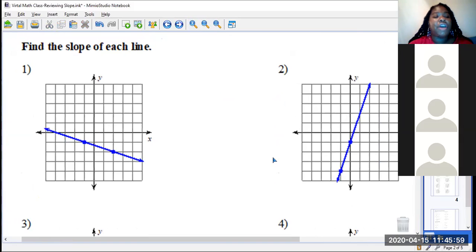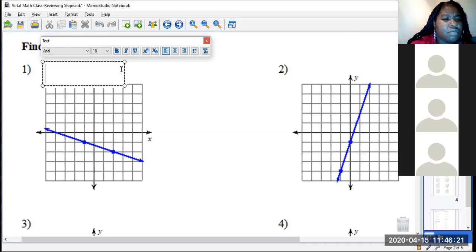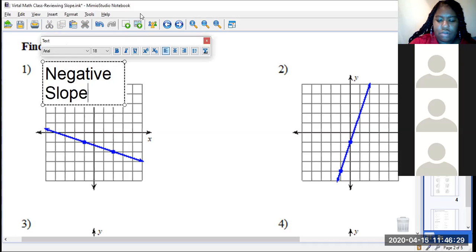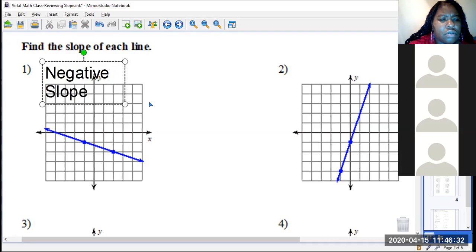All right. So the directions tell us to find the slope of each line. However, what we're going to do is just identify whether it's a positive or negative slope, or zero or undefined. So let's go ahead and knock all this out right here. What kind of slope do we have for number one? Negative. How do we know? It's going down to the right. Yep, it's going down to the right.